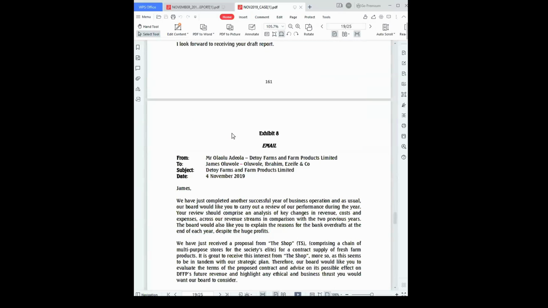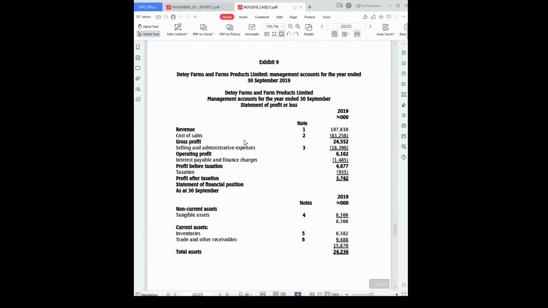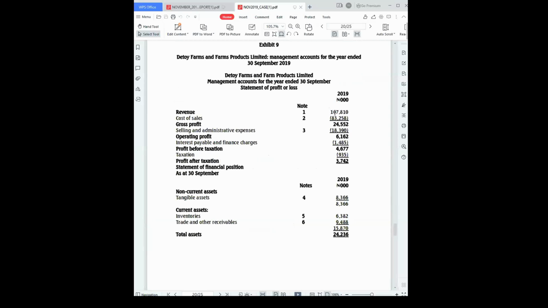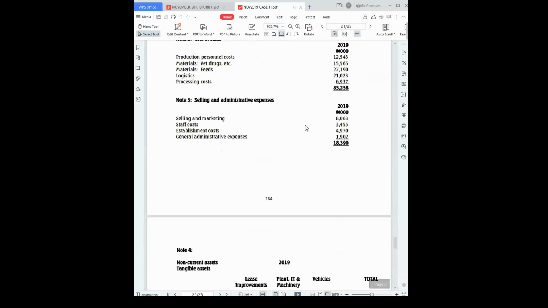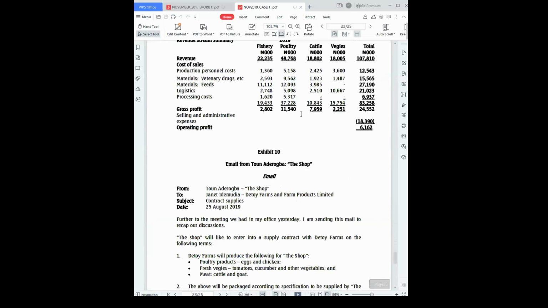So exhibit 8 is the same as exhibit 7, right? This is exhibit 9. The financial statement for the third year. They ask us to look at 3 years, and so we can also look at it again and complete it with the other one.